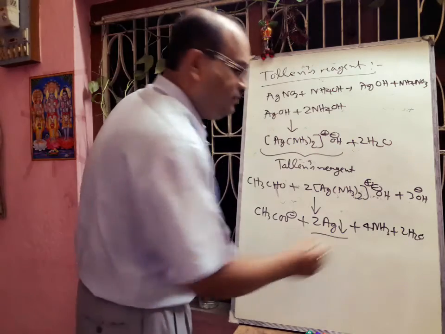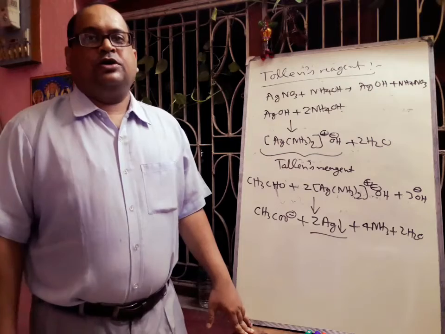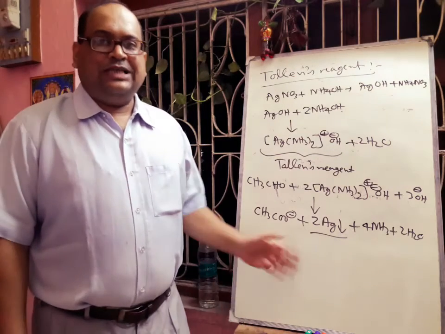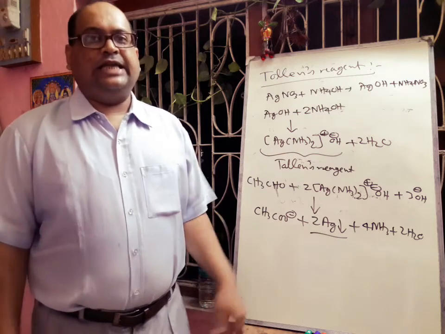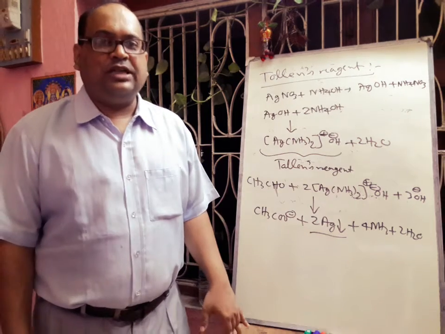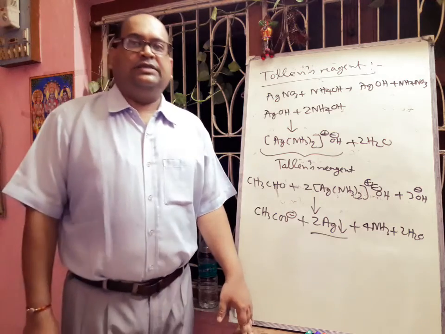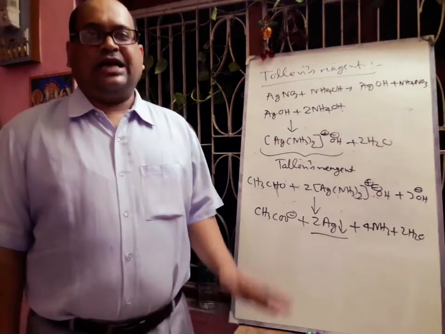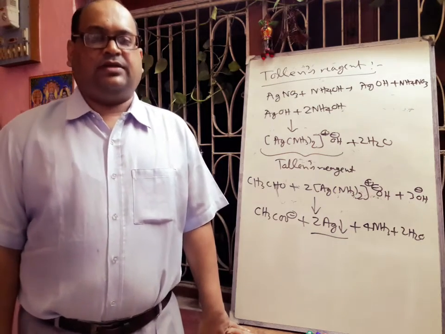So this silver deposit will form a mirror on the glass wall. The Tollens reagent oxidizes aldehyde to carboxylic acid, and the aldehyde reduces Ag+ ions of the Tollens reagent to metallic silver. This metallic silver on the glass wall will form a mirror. That is why this reaction is called the silver mirror test.